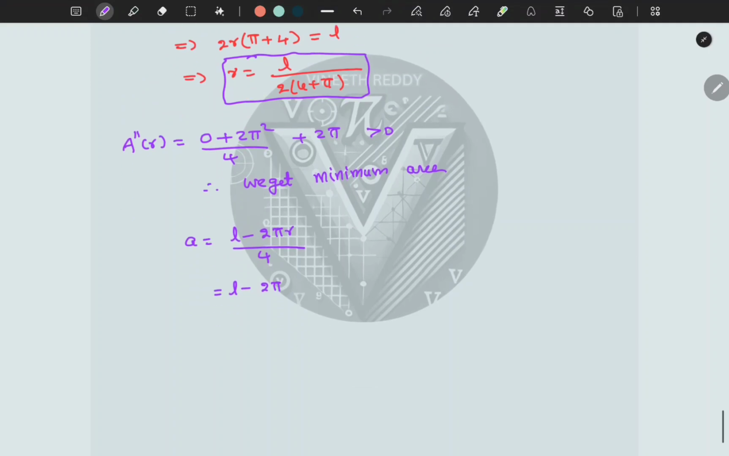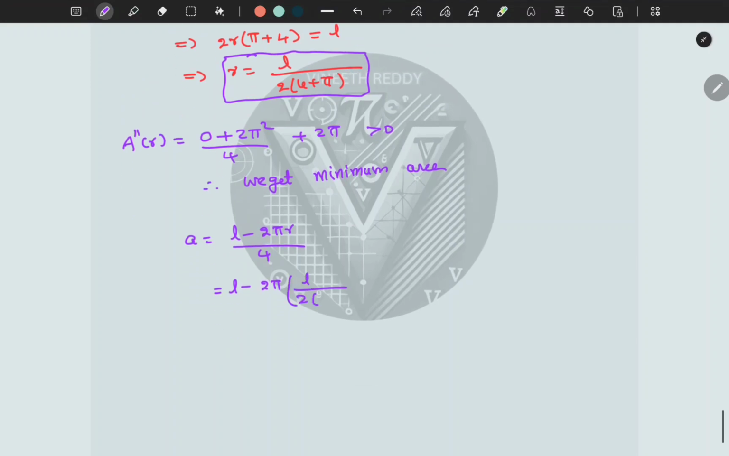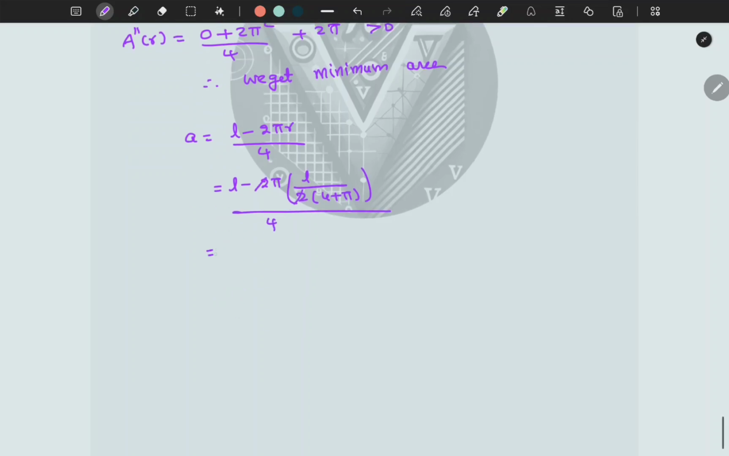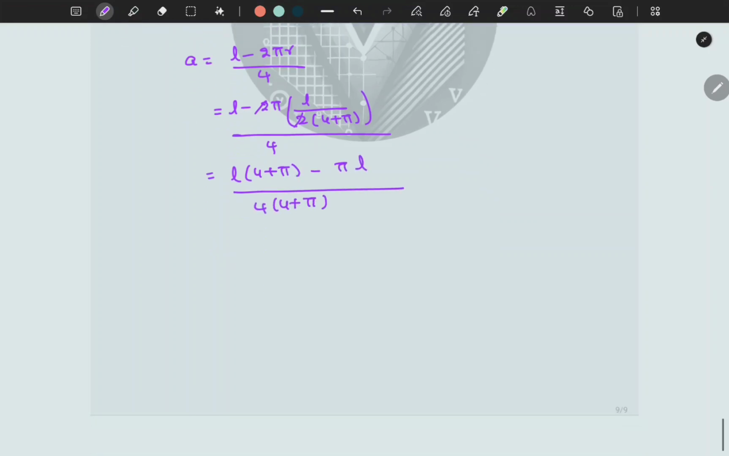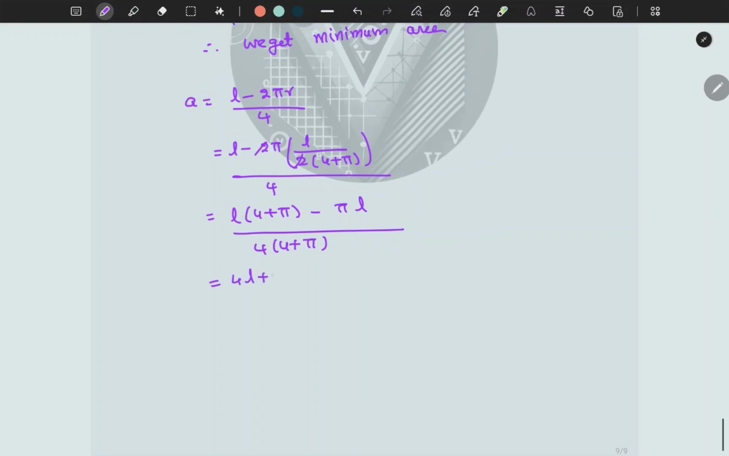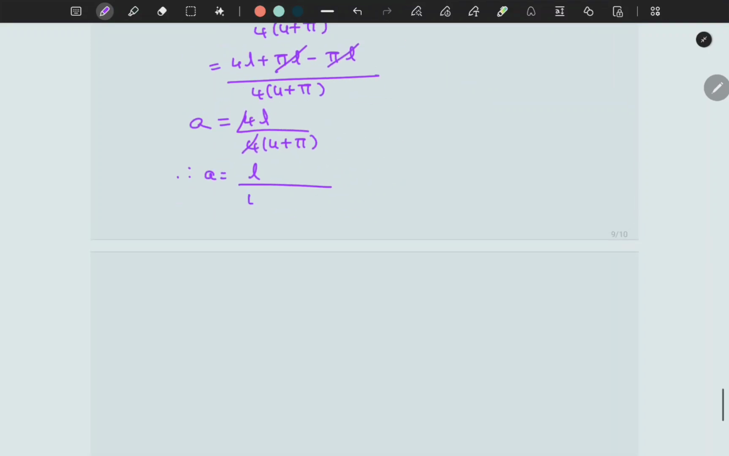Now what is the value of R? R is basically L divided by 2 into (4 plus pi). Now this is divided by 4. 2 and 2 get cancelled. Now I can take LCM. It will be L times (4 plus pi) minus pi L divided by 4 into (4 plus pi). So this will be 4L plus pi L minus pi L divided by 4 times (4 plus pi). Pi L and pi L get cancelled. Ultimately we are left with 4L by 4 times (4 plus pi). So 4 and 4 get cancelled. Basically therefore A is equal to L by (4 plus pi).